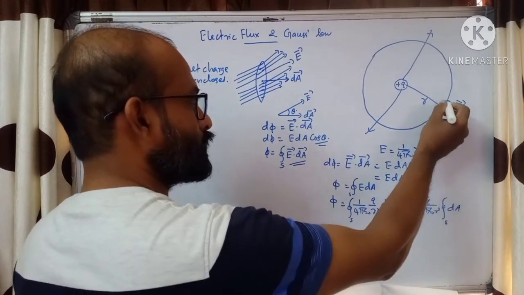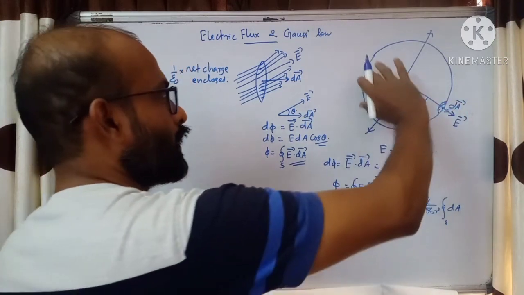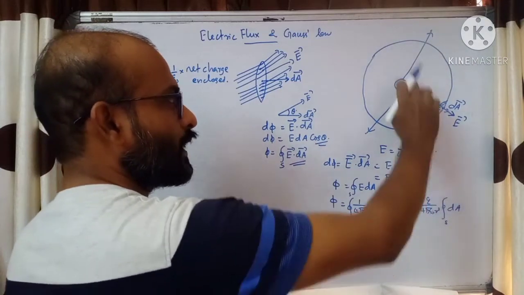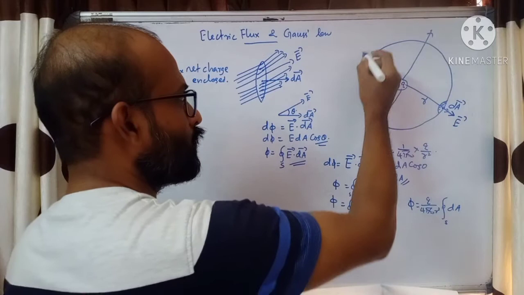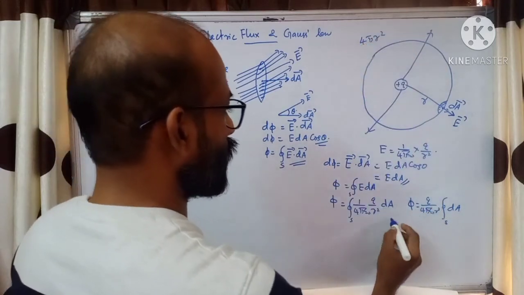See, dA means a small area, a portion of a small area on the surface. When you take the entire surface area, what is the integral of dA? The integral of dA will be equal to the entire surface area of the sphere. What is the surface area of a sphere? It will be equal to 4 pi R square. So we need to substitute here.